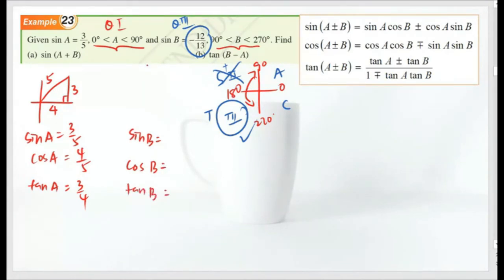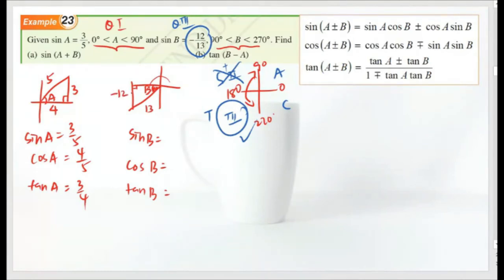So we need to draw this one in the third quadrant. This is your A. So you have to draw the third quadrant. From here, let's go to this part. Right here, we want this one only. This one is B. We want to find the value for B. Negative 12/13, sine is opposite over hypotenuse.